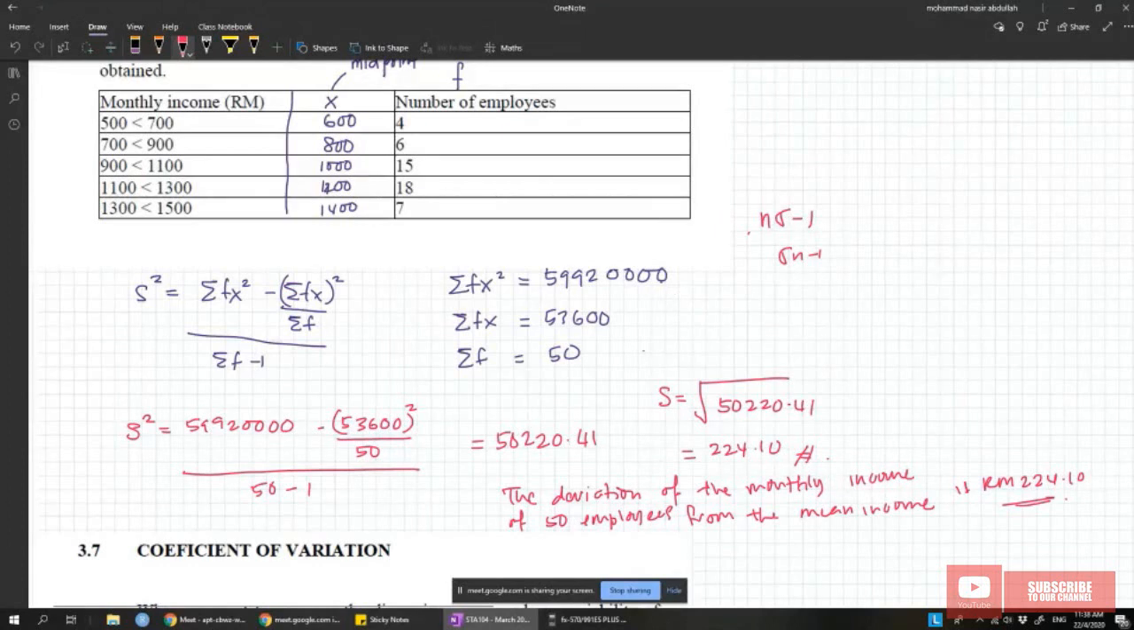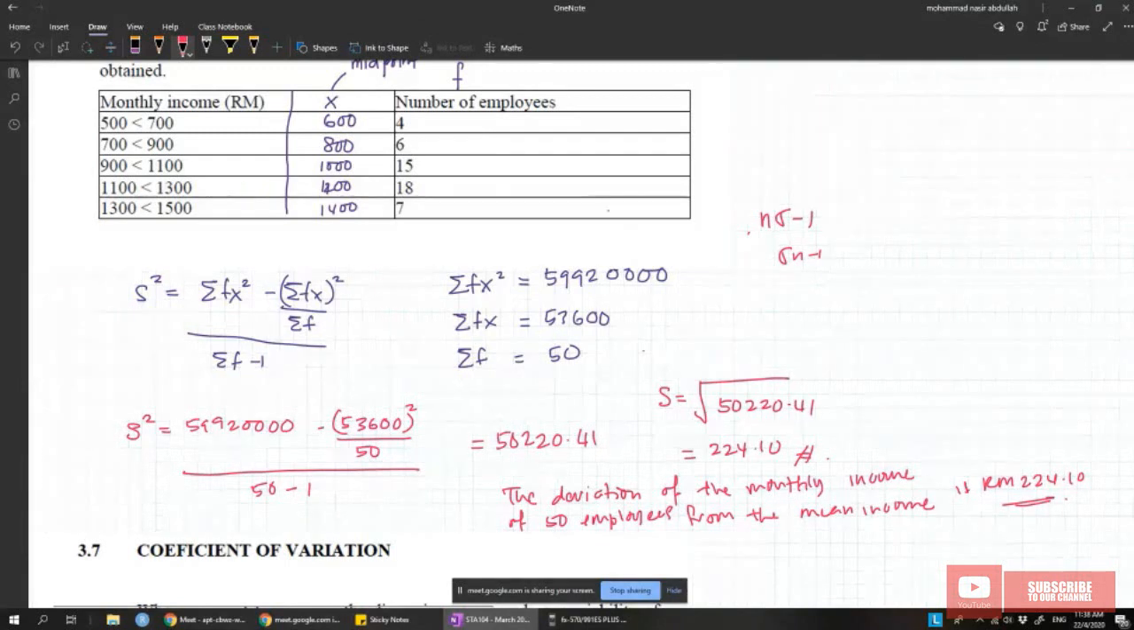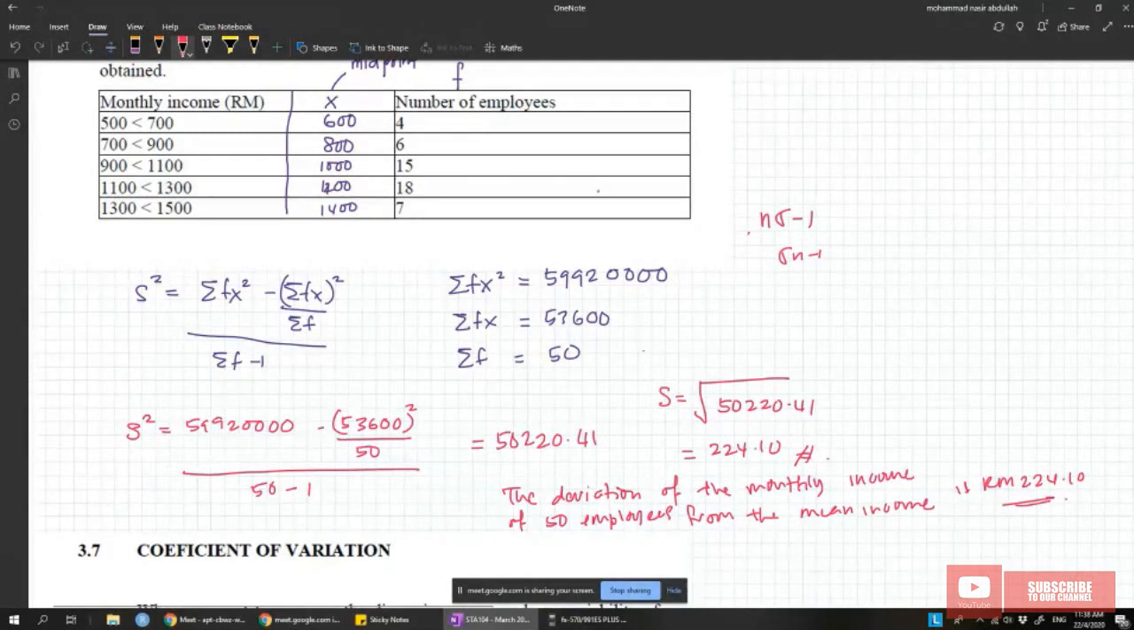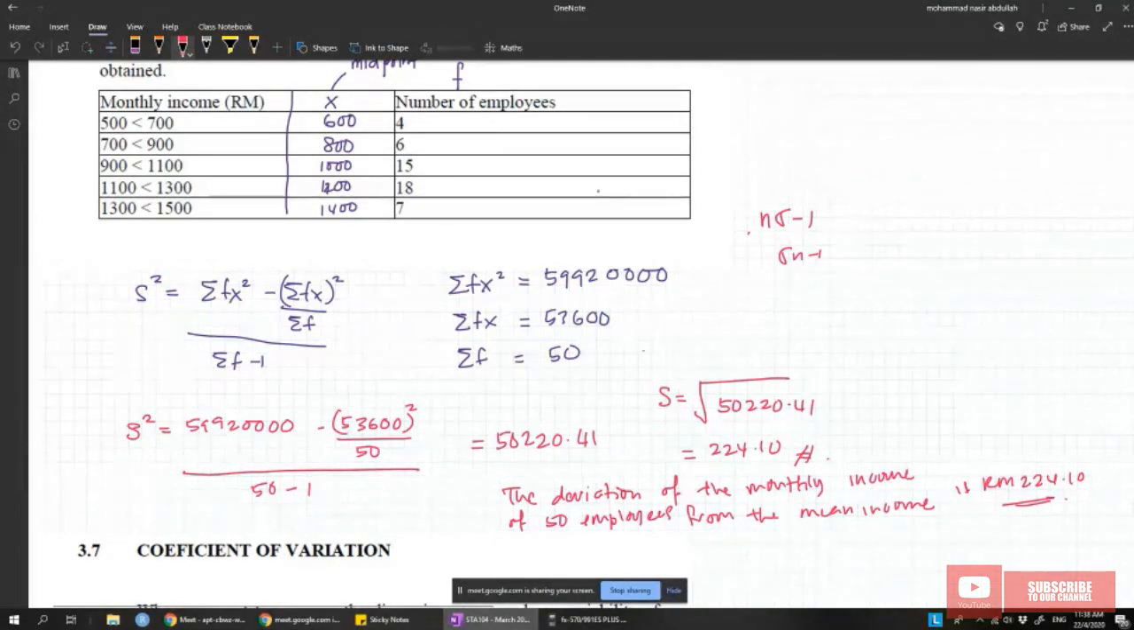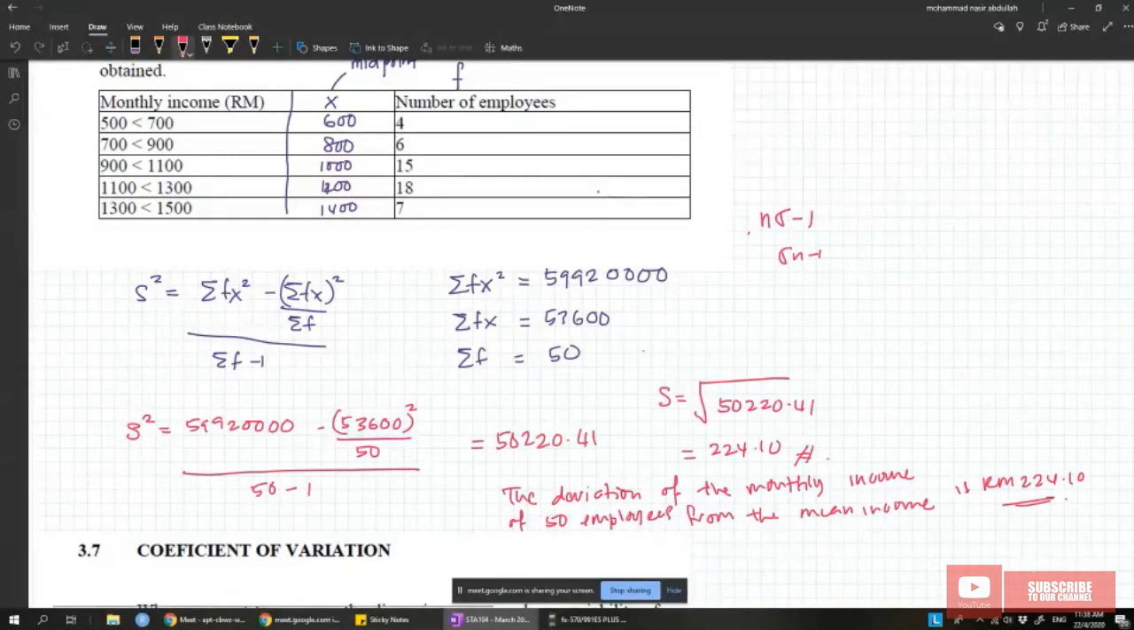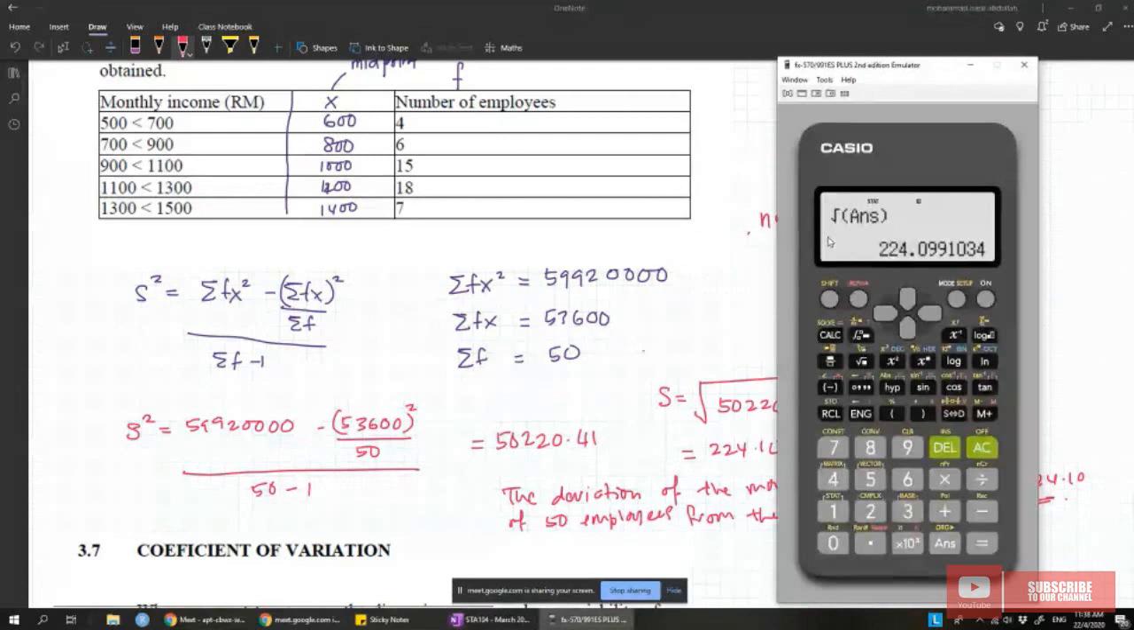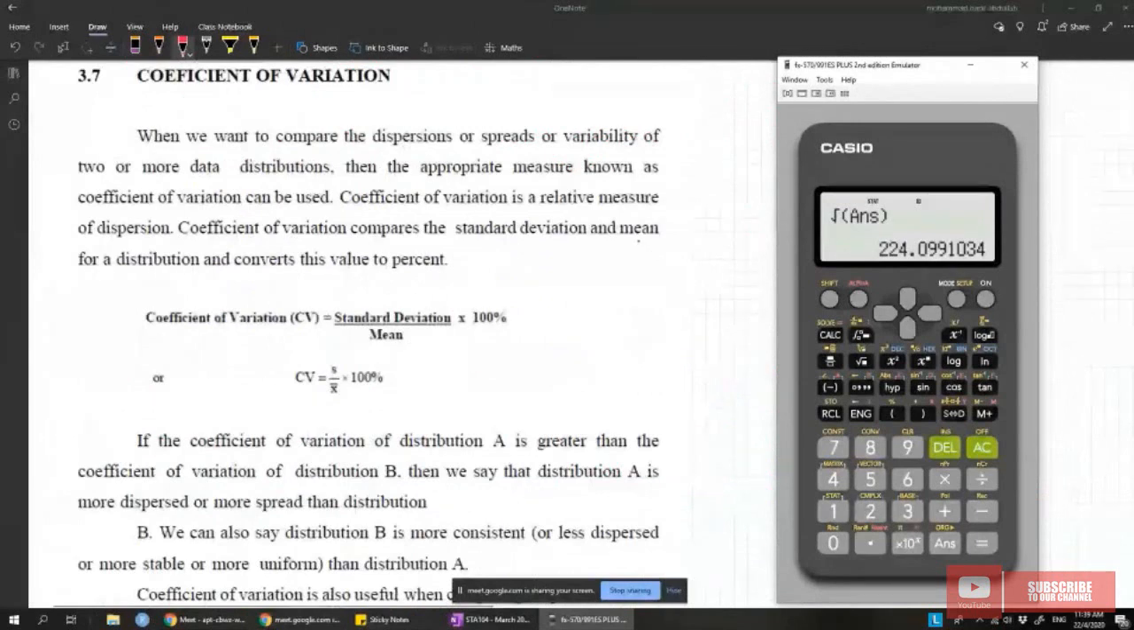Any questions? So I hope you understand, right? Later I will show you how to use the old calculator, the MX 570 MS. But I hope you will use the newest calculator because it will save you from making mistakes. But you can also use the oldest calculator, which is the MX, right? I will show you in another video on YouTube, no worries.